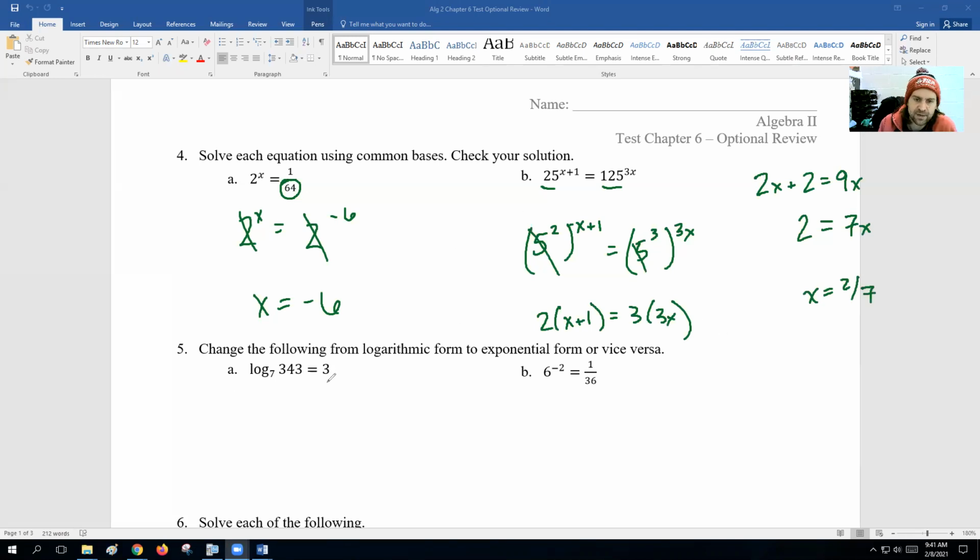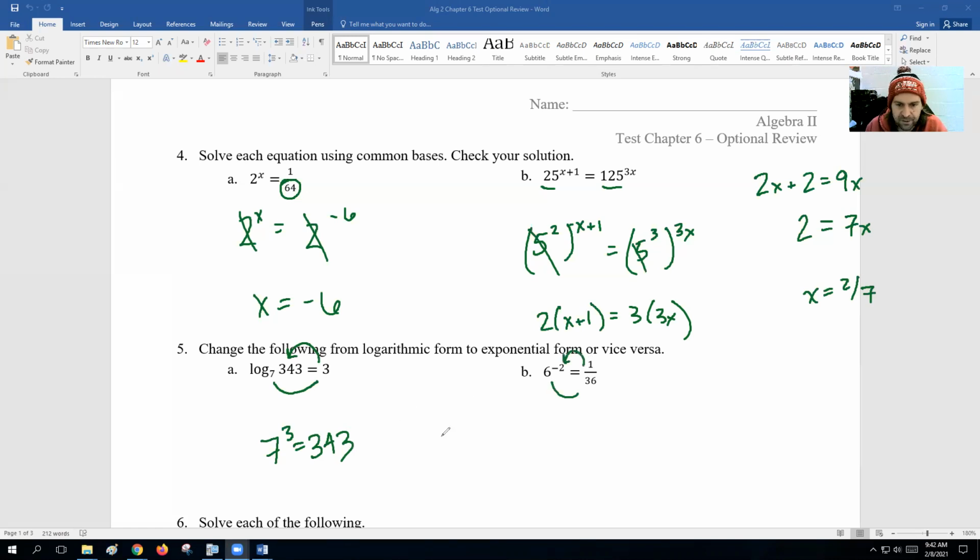All right, change it to exponential or vice versa. So these are our loop and swoop problems in problem 5. So we'd have 7 to the 3 power equals 343. And you can just check that on a calculator. Type 7 to the 3rd power, 343. It works out.